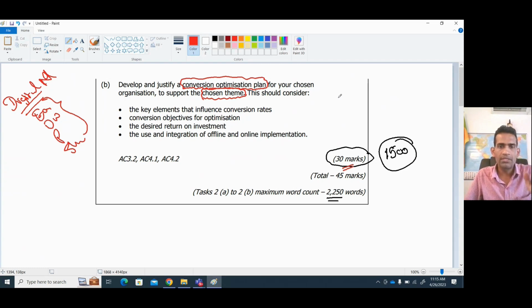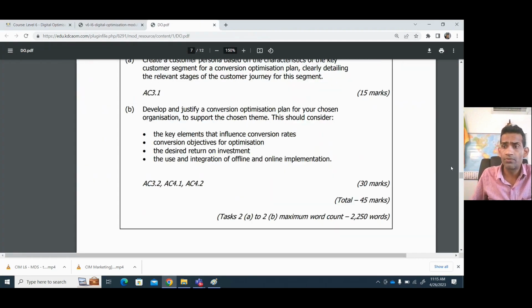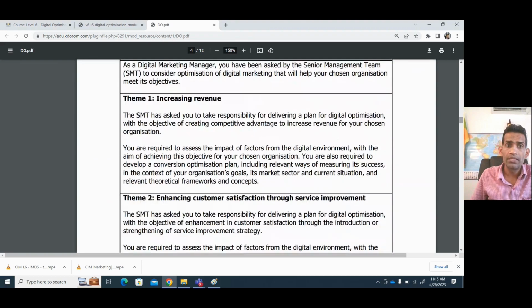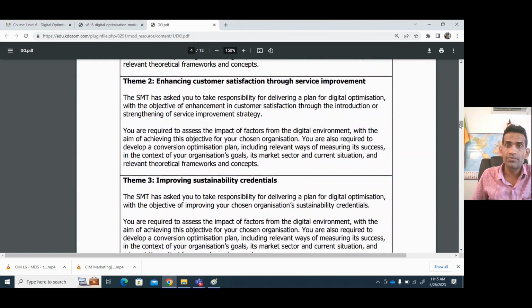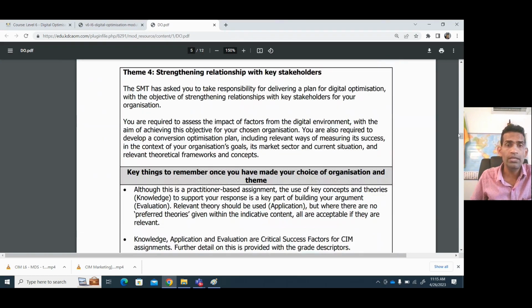You need to remember whatever themes you are talking about. You might have selected one out of the 4 themes given in your assignment. Theme number 1, increasing revenue. Theme number 2, enhancing customer satisfaction through service improvement. Theme number 3, improving the sustainability credentials. And theme number 4, strengthening the relationship with the key stakeholders. We have been discussing this in the classroom session.